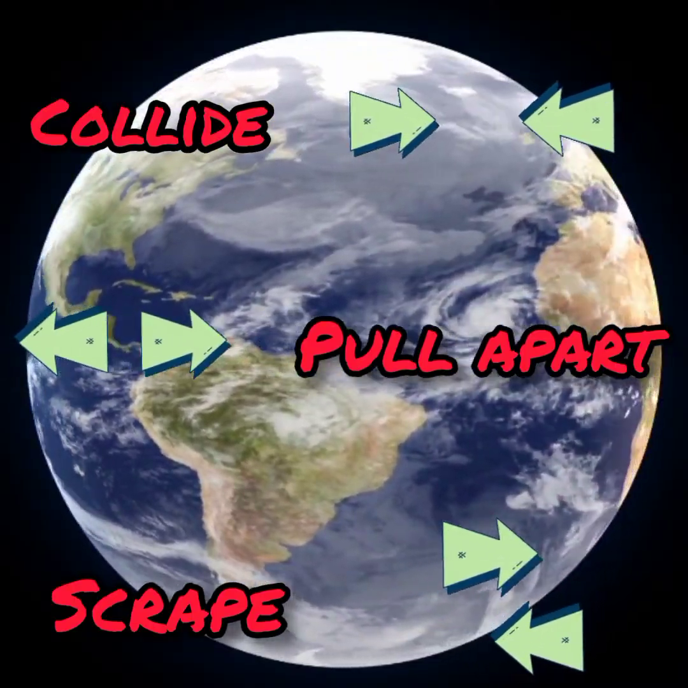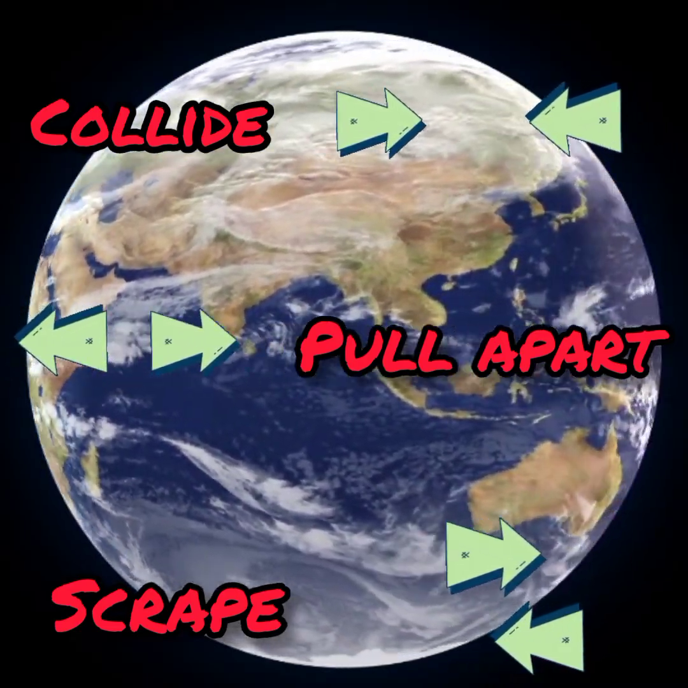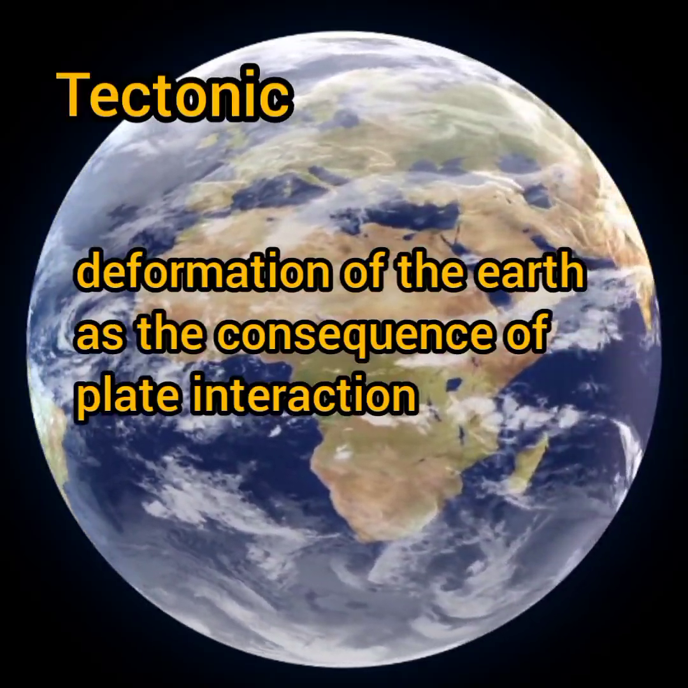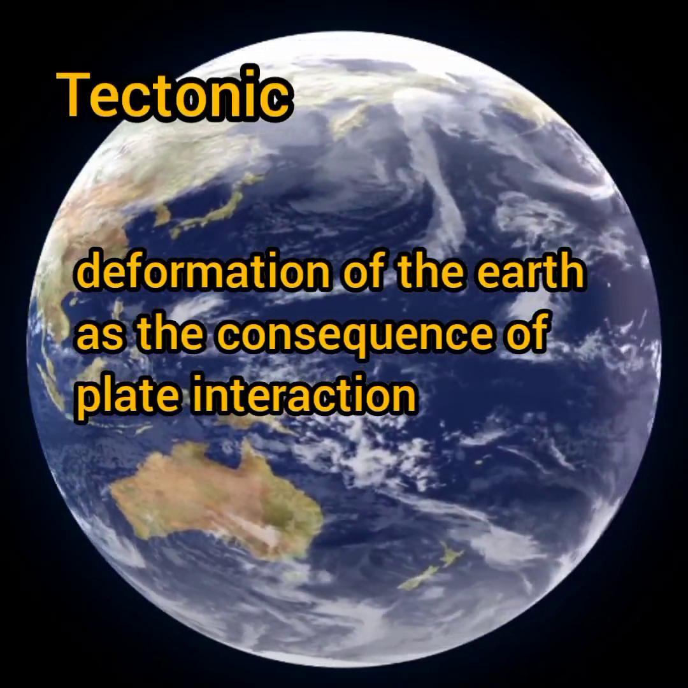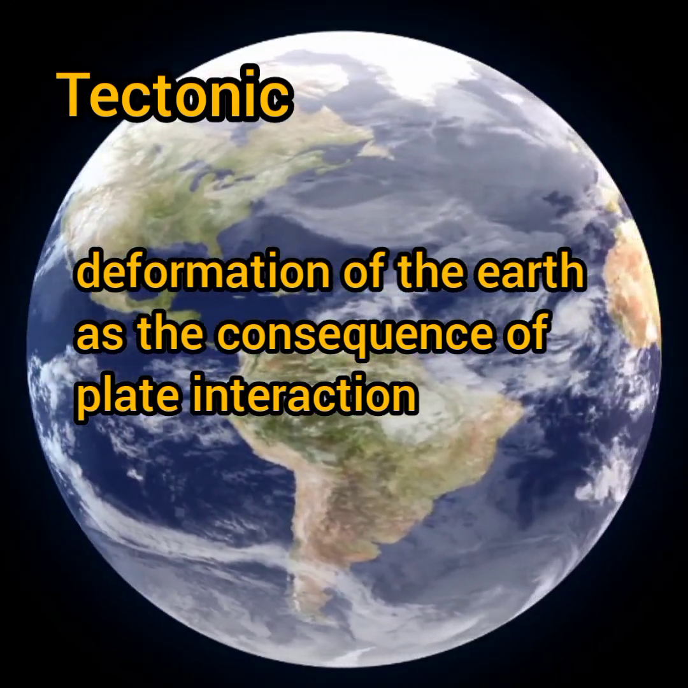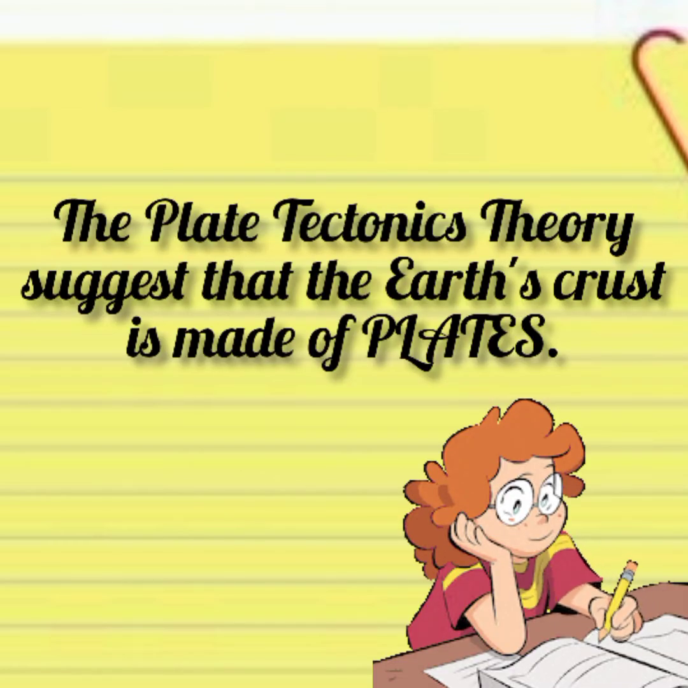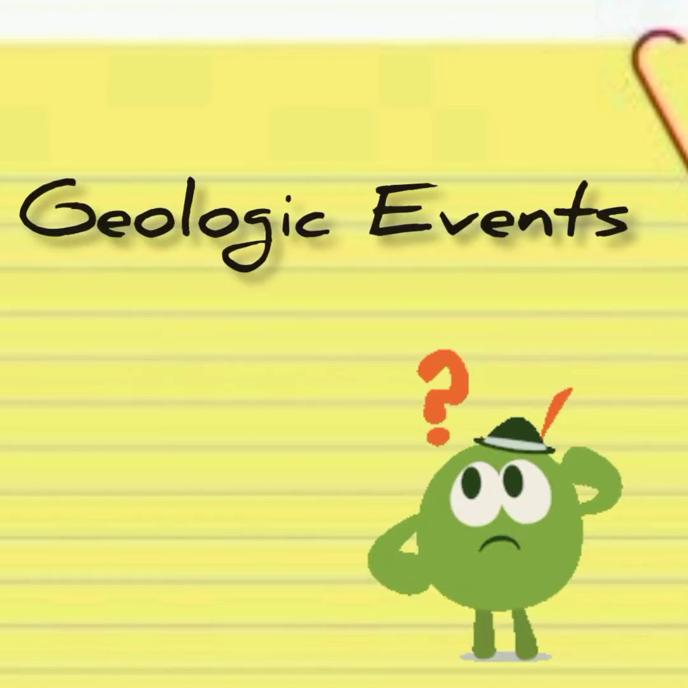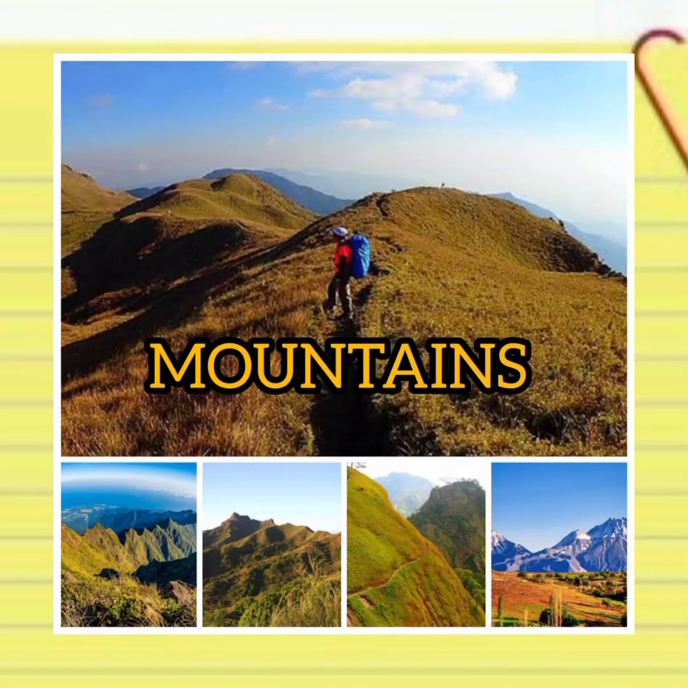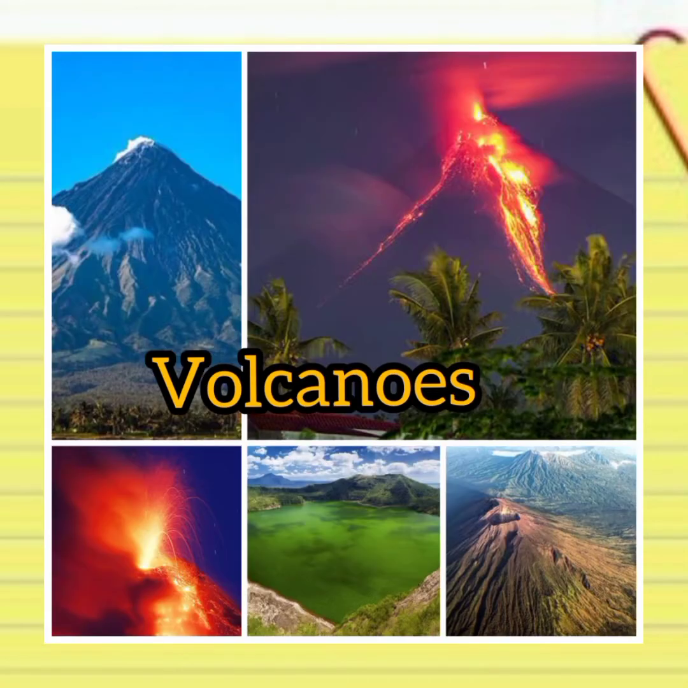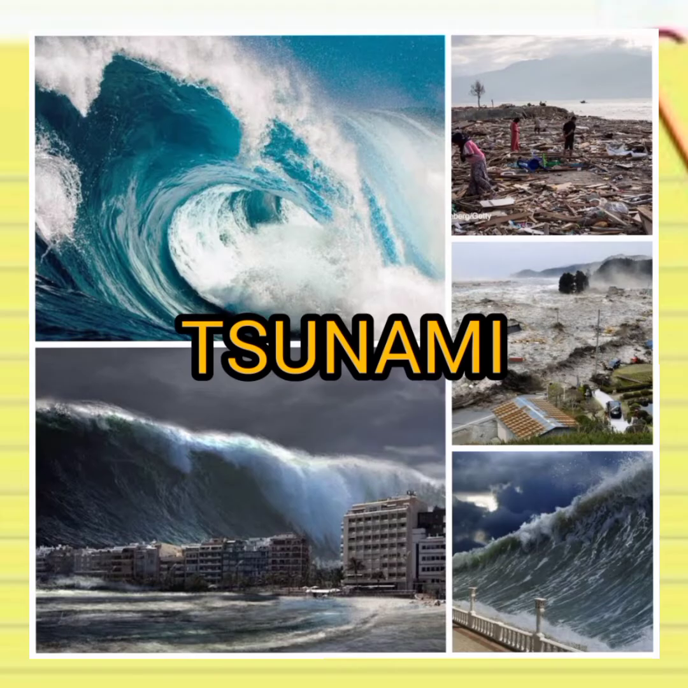Each type of interaction causes a characteristic set of Earth's structure or tectonic features. The word tectonic refers to the deformation of the Earth as a consequence of plate interaction. The border between two tectonic plates is called a boundary. The plate tectonics theory suggests that the Earth's crust is made up of plates that interact in various ways, producing geologic events such as formation of mountains, volcanoes, trenches, and the occurrence of earthquakes, volcanic eruptions, and tsunamis.